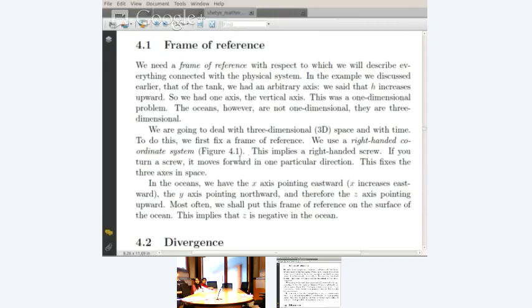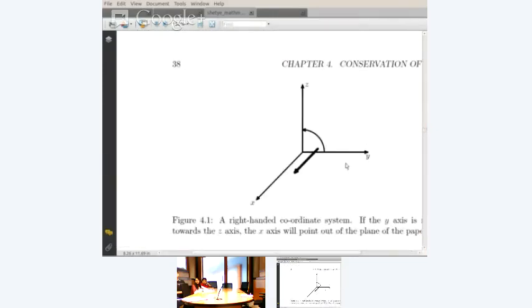So we use a right-handed coordinate system. This implies a right-handed screw. Now if you turn a screw, it moves in one direction. So if you turn, for example, the y-axis into the z-axis, you take your right hand and turn the y-axis into the z-axis, you find that your thumb points in a particular direction. That has to be the direction of the x-axis. Okay, x moving into y gives you the direction of the z-axis.